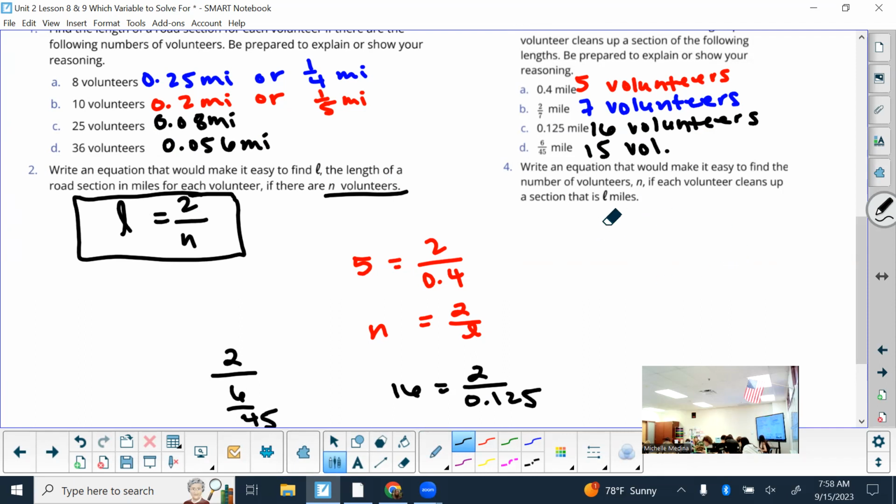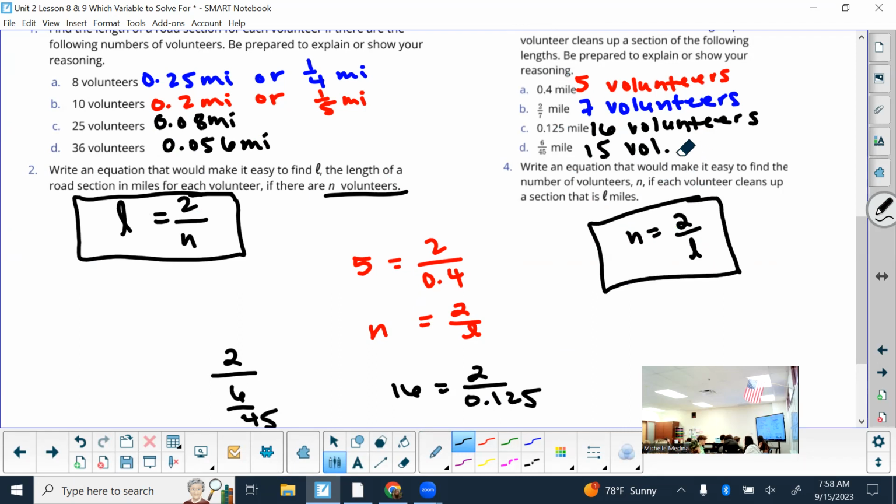Now for the equation part, think of the math that we had to do. Each time we were dividing 2 by what? The length, and that was giving us n, and that worked consistently. So that is going to be our equation.